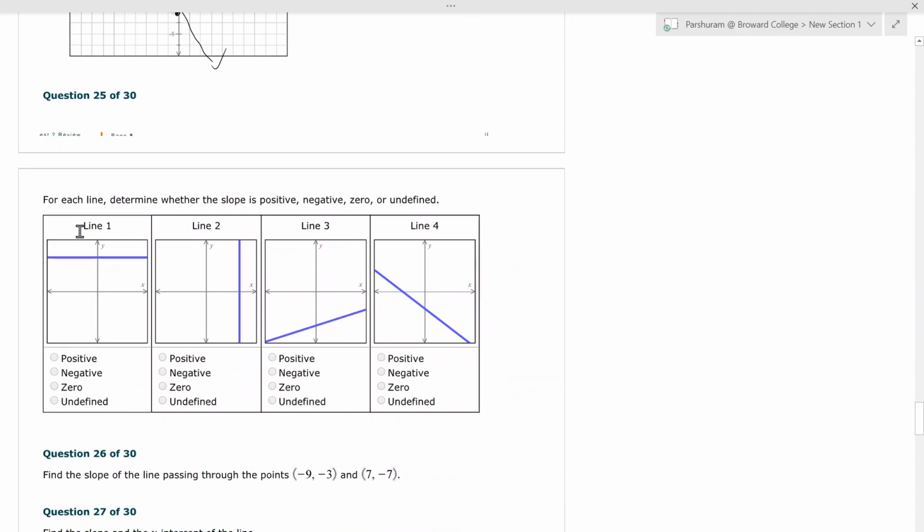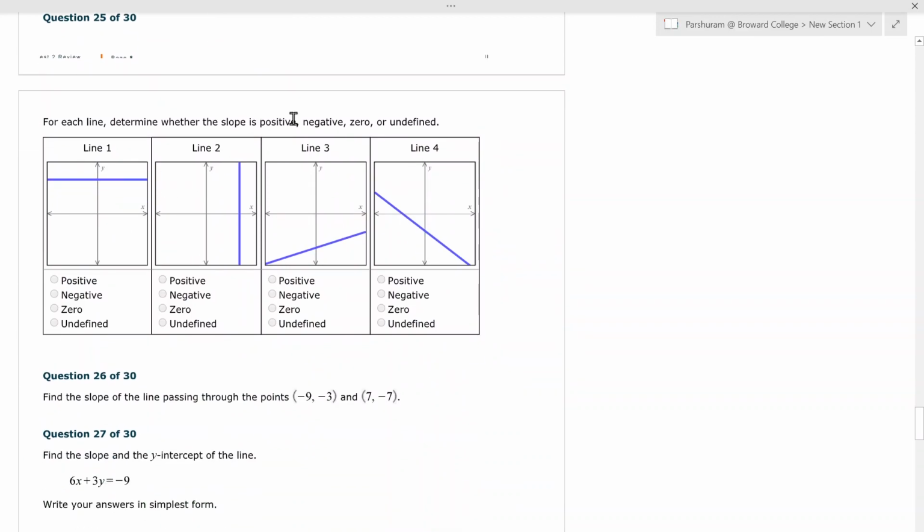Number 25, for each of these lines, determine whether the slope is positive, negative, 0 or undefined. The first line is horizontal, so slope should be always 0. Horizontal line means nothing changed, no rise, no run, so that means it's just a 0. For a vertical line, the slope would be undefined, always. If the line is going up from left to right, the slope is positive. If the line is going down from left to right, while you walk from left to right, the slope is negative. So the answer is 0, undefined, positive and negative.